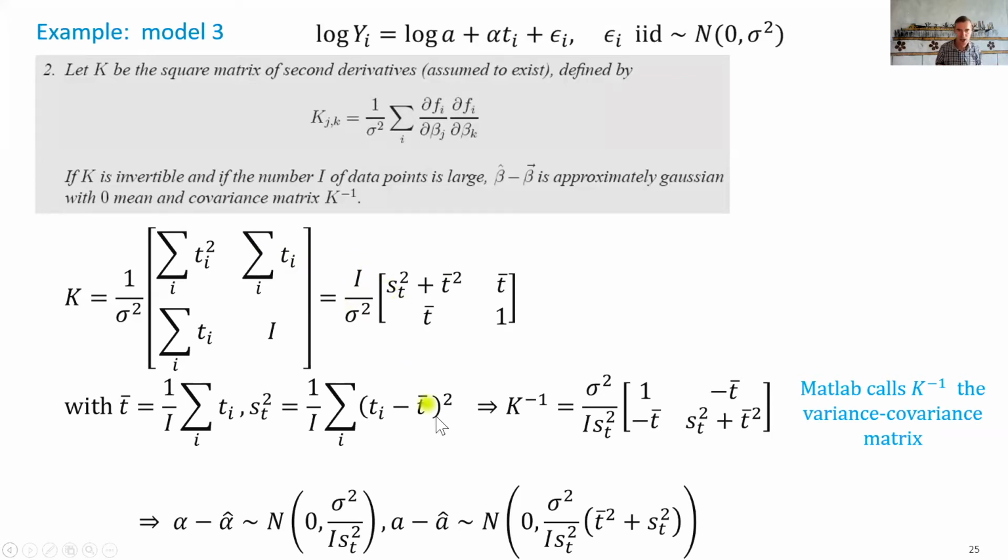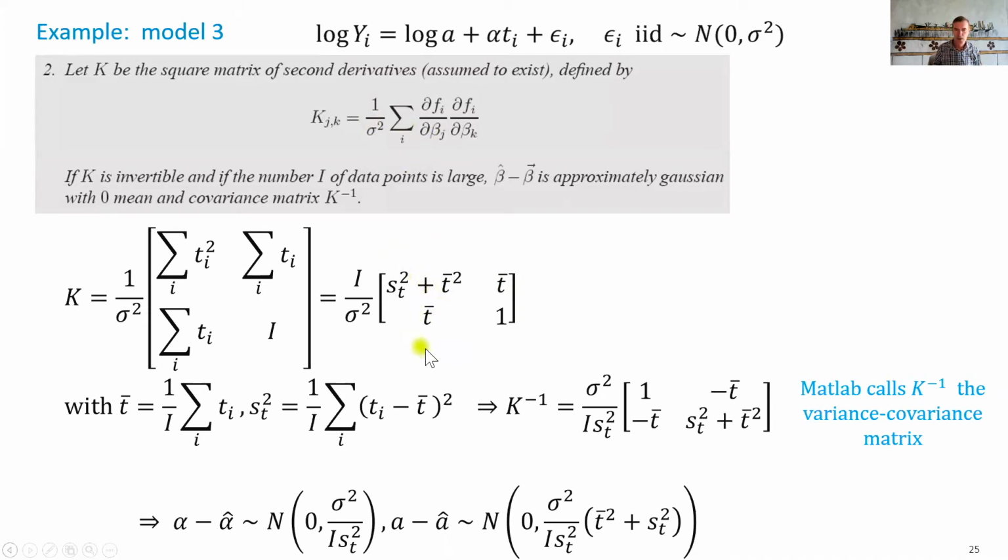Similarly, I call st squared the estimate of the variance of the ti, such that 1 over I times the sum of the squares is equal to st squared plus t bar squared, which leads to this formula here. And then the theorem says you take the inverse of this matrix, assuming it's invertible. If it's not invertible, then the theorem does not apply.